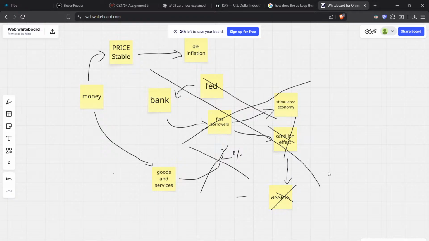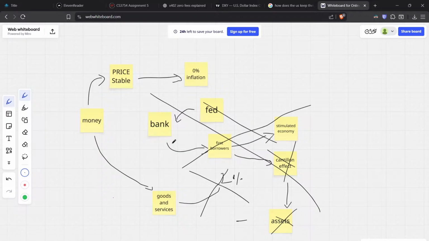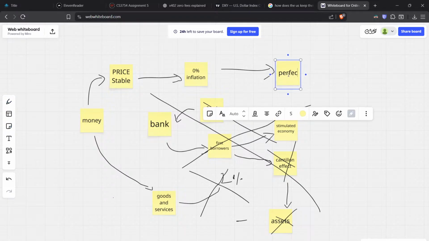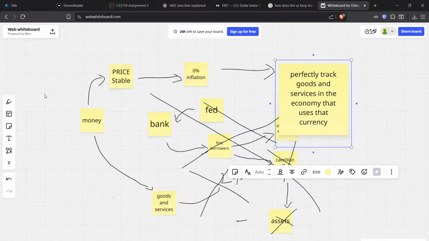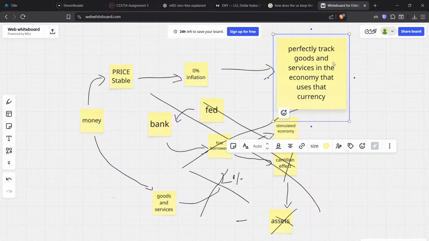So how would this look? What does this mean? What this means is the money or the coin or whatever I create has to perfectly track goods and services in the economy that uses that currency. When we talk about the dollar, it's a reserve currency, so let's just say we use the Japanese yen. For the yen, you only talk about the goods and services that use the yen. You don't talk about American. Economics is a little more complicated, but in general, you want to talk about the goods and services that are using your money to transact.